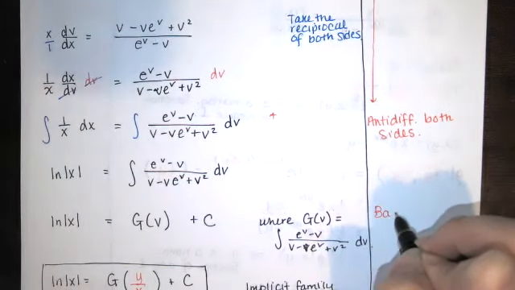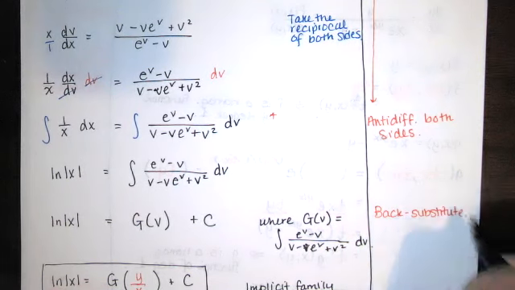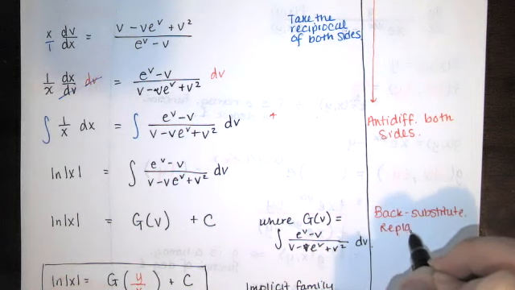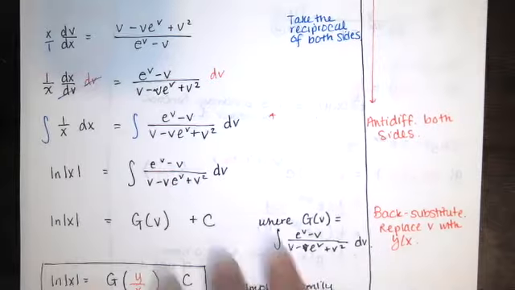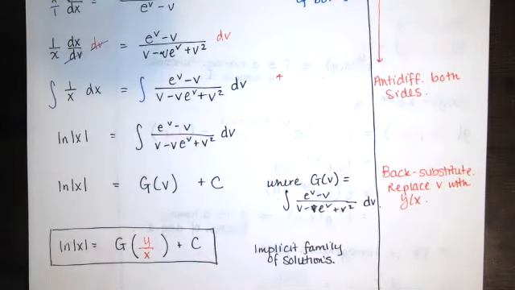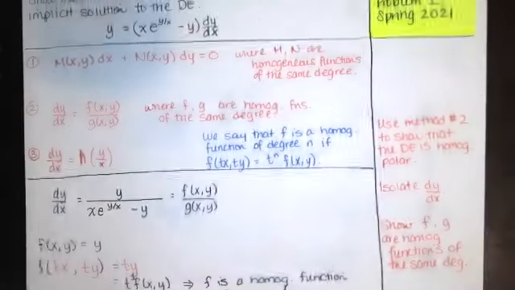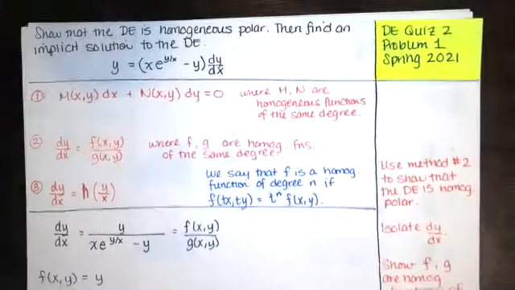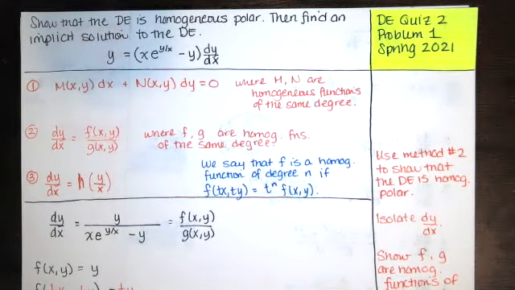Then we back substitute. Or in other words, we replace v with y over x. And then we're here. All right. So yeah, that is how we show that a differential equation is homogeneous polar. And that is the method for finding an implicit solution to the differential equation. But unfortunately, we weren't actually able to do it because that antiderivative was too hard.